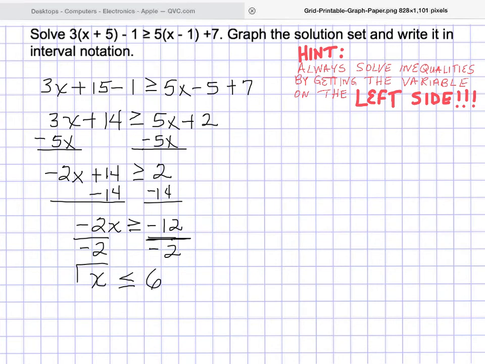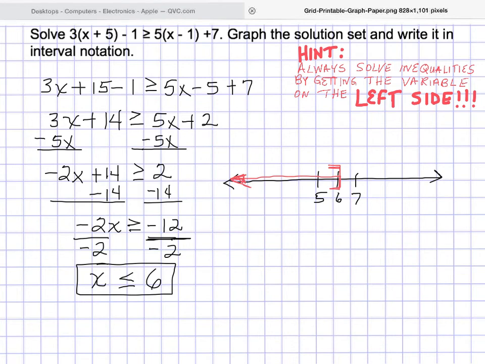Okay, that's the solution. Now we have to graph it. We want 6, so I can put 5 here, 6 here, 7 here. That's all I really need. But I want every x that's less than 6 or equal to 6. So on 6, do we put a bracket or a parentheses? Bracket. And we go in this direction because we want everything that's less than 6.